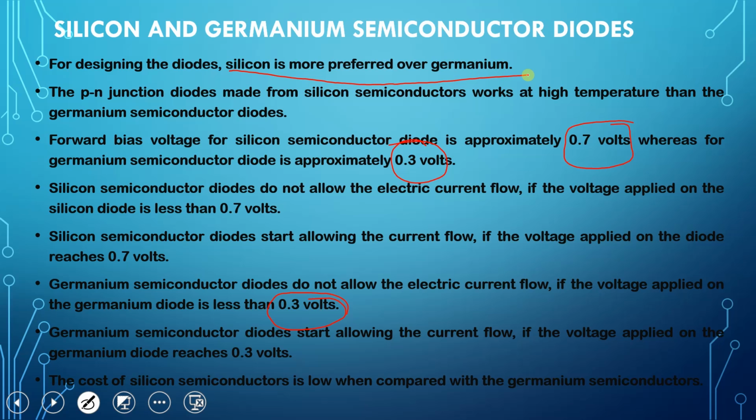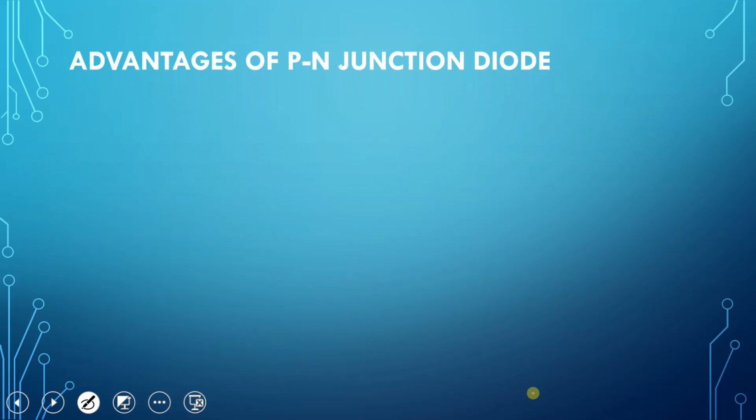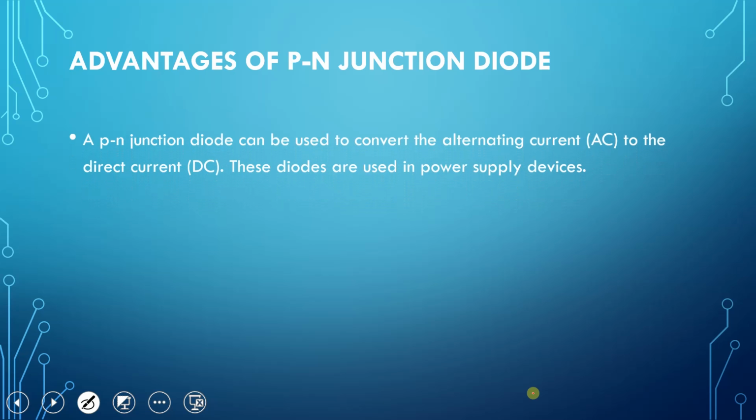Because what are the reasons? The first reason, it works at high temperature, it needs approximately 0.7 volt, and because of its low cost as compared to germanium. Then advantages of PN junction diode. PN junction diode can be used to convert alternating current to direct current. This is my alternating current and this is my direct current. What do you mean by this? PN junction diode can convert AC current into DC current.